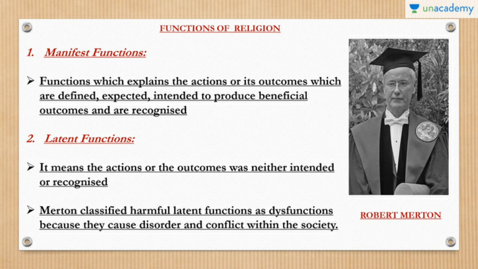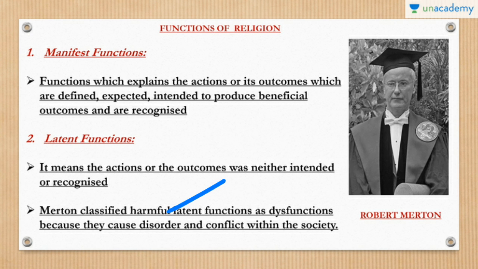Like I said, when we talk about the function of religion from the sociological perspective, it needs to be looked at more from the manifest and the latent. What do we mean by manifest? This was the concept given by Robert Merton. Manifest functions are those outcomes which you would have expected, which produce a beneficial effect. Latent functions are those outcomes which you wouldn't have thought would come out. These latent functions you wouldn't have expected, but they just come out, and they're not recognized.